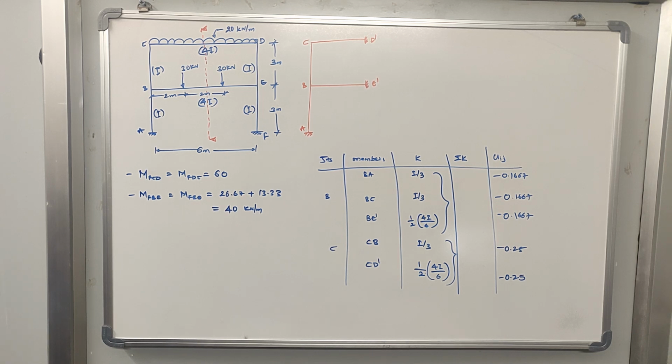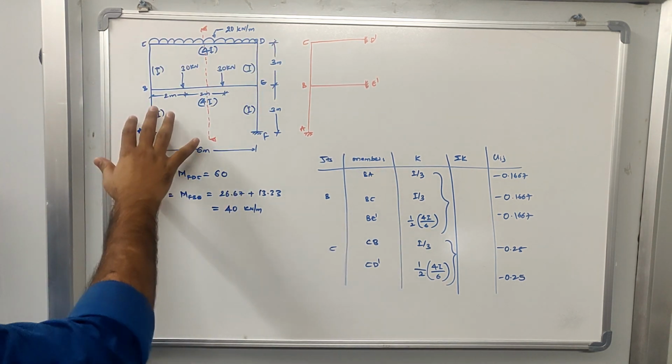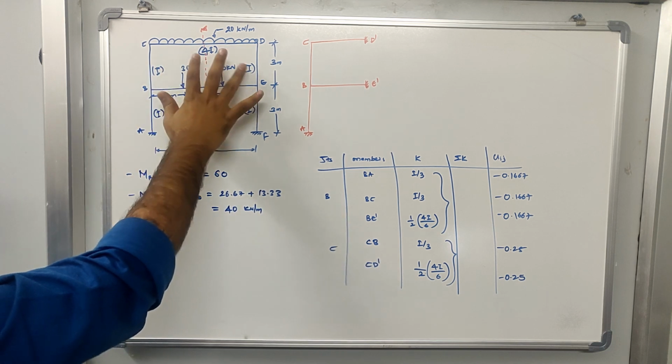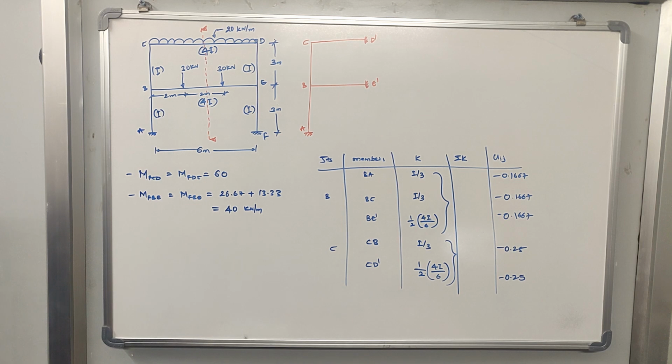Okay, so this is one of the frames. As you can see, this is a two-storied frame. This is your first story, this is your second story. The first story will have two columns and one beam. Similarly, the second story will also have two columns and one beam, right? So this is the frame we have. Let us try to analyze whether this frame will sway or not.